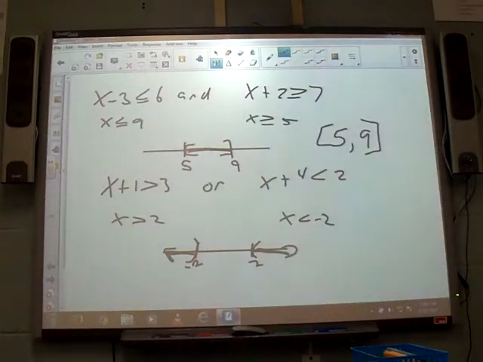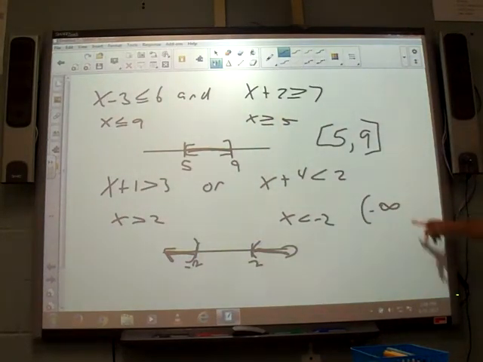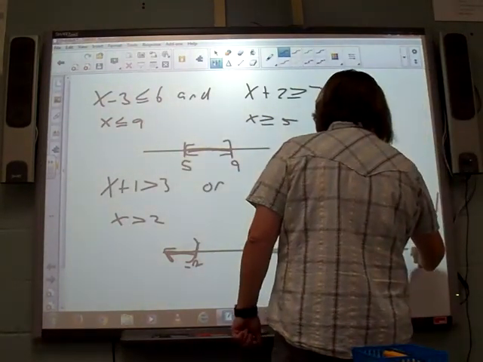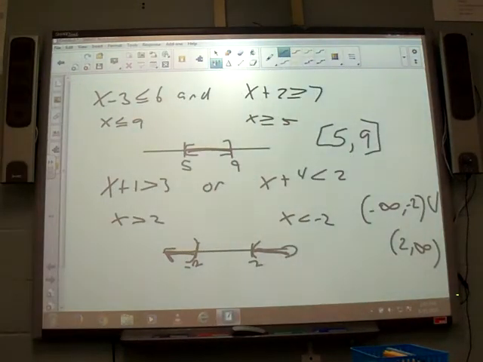When we have these unions, we have to use the union symbol. So we are negative infinity to -2, union 2 to infinity. Very good. I should have written it all in one line, but I didn't think very well. All right, and beyond.